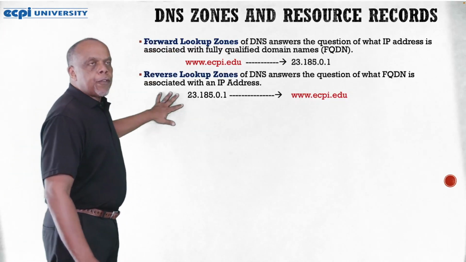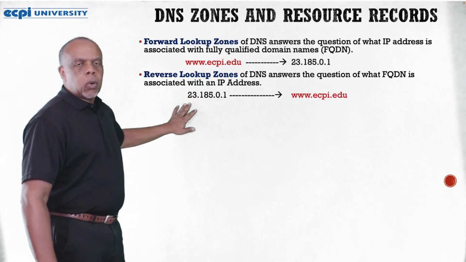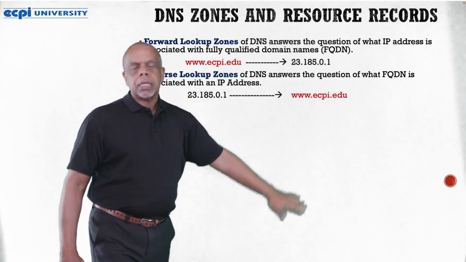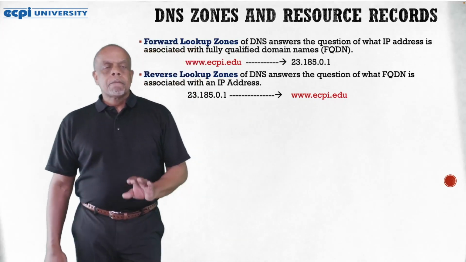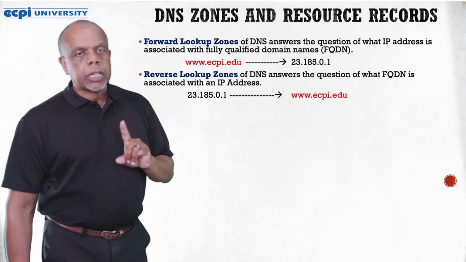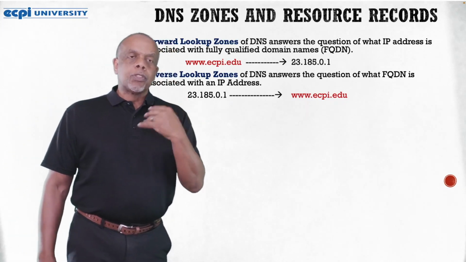A reverse lookup zone, okay, what we're doing there is just the opposite. We're going to resolve an IP address to its corresponding fully qualified domain name. So two types of lookups: a forward lookup and a reverse lookup. Now, how does this all happen across the internet? Well, it's done with records.